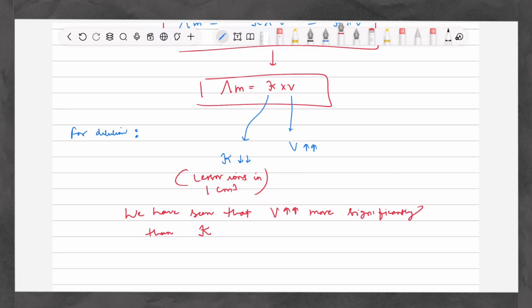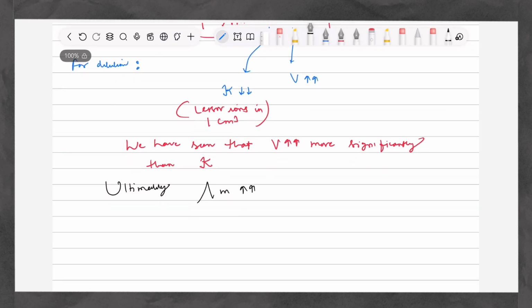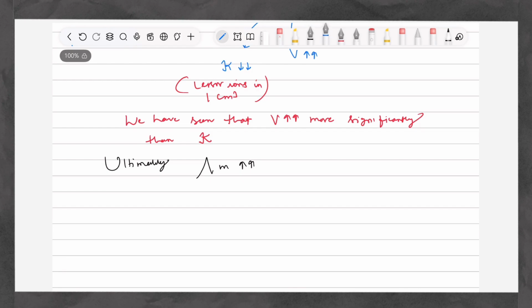So what will happen ultimately, as it is the product of conductivity and volume, just because of the increase of volume which is more significant, we get del M as increasing. So what we have concluded? We have concluded molar conductivity increases with dilution.